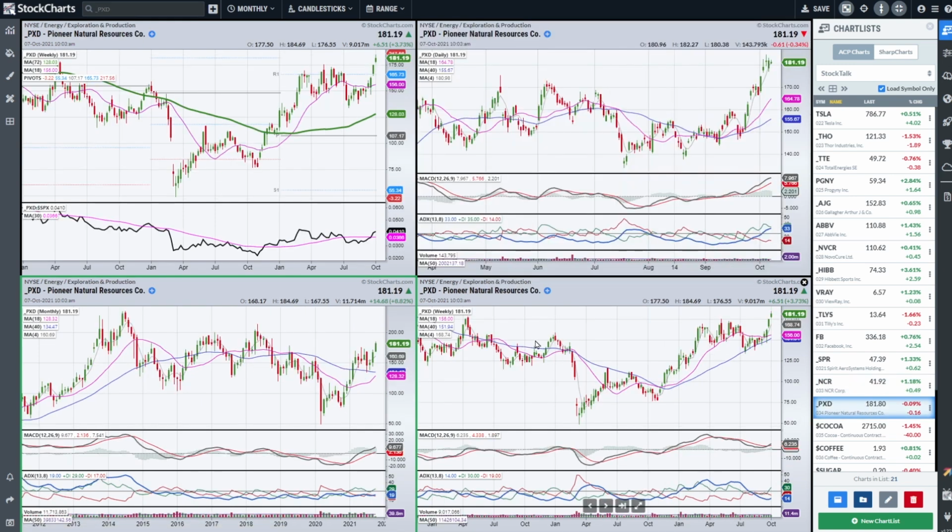Okay, Pioneer, PXD, strong move. So let's just look at this from this standpoint. On the monthly chart, we undercut this bottom and then made a higher bottom and came up through.